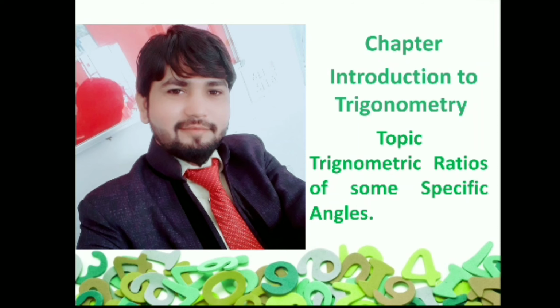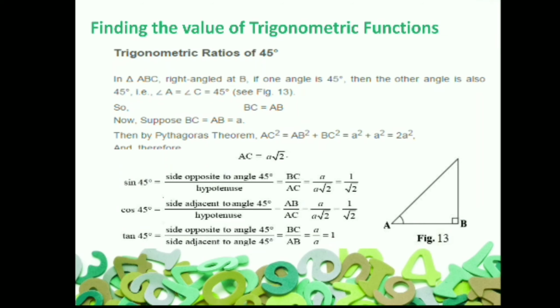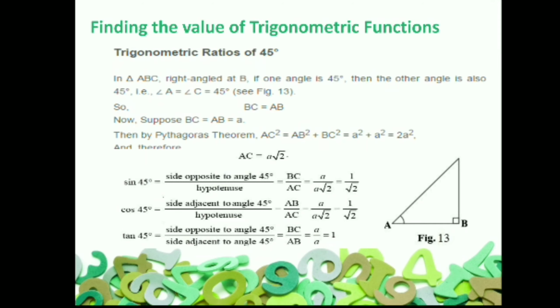Now, finding the value of trigonometric functions. First I want to tell you which angles occur mostly. You know 0 degree, 30 degree, 45 degree, 60 degree and 90 degree. These angles occur mostly. So we are going to learn here how we will find out the values of trigonometric ratios for these specific angles: 0 degree, 30 degree, 45 degree, 60 degree and 90 degree.